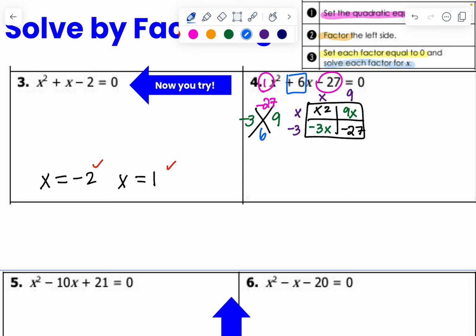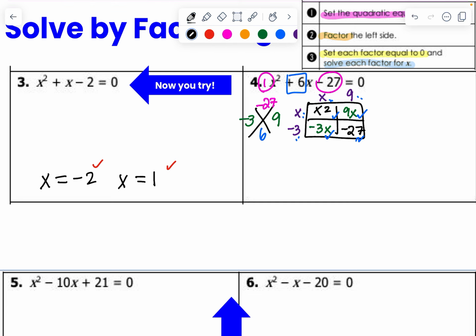Double check your work always. X times x is x squared. X times 9 is 9x. Negative 3 times x is negative 3x. Negative 3 times 9, 9, 18, 27. Yep, it's negative 27. Perfect. You always want to make sure you check your work before you go to step number 2, because that's how you know you factored correctly. It's like you're checking yourself before you're literally wrecking yourself.